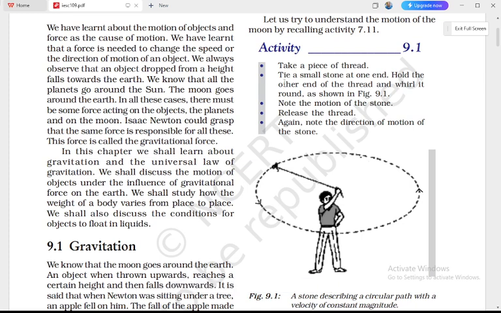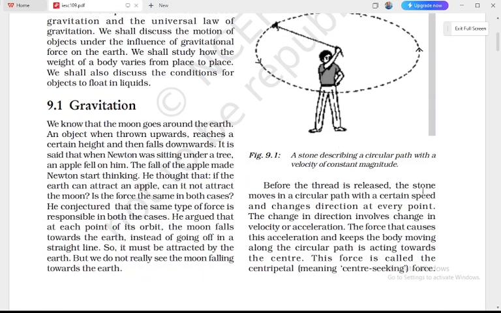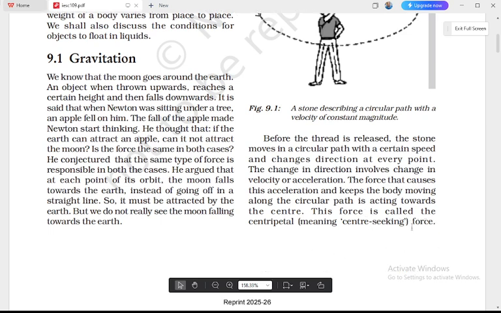Take a piece of thread, tie a small stone at one end, hold the other end of the thread and whirl it around as shown in figure 9.1. Note the motion of the stone. Release the thread. Again, note the direction of motion of the stone. Before the thread is released, the stone moves in a circular path with a certain speed and changes direction at every point. The change in direction involves change in velocity, or acceleration. The force that causes this acceleration and keeps the body moving along the circular path is acting towards the center. This force is called the centripetal, meaning center-seeking, force.